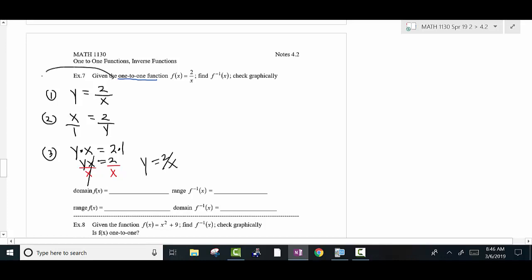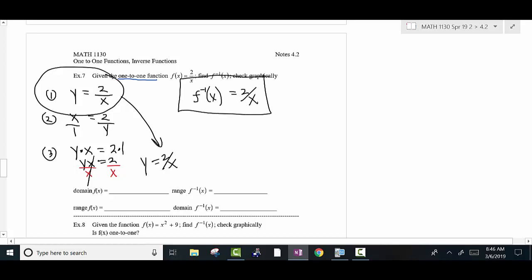Okay, so the original function was that. The inverse is the same. That's kind of weird, but it can happen. All right, so the answer to the problem would be f inverse of x is equal to 2 over x. Okay, so again, the process is always the same. Switch the variables, solve for y. Okay, does that make sense?